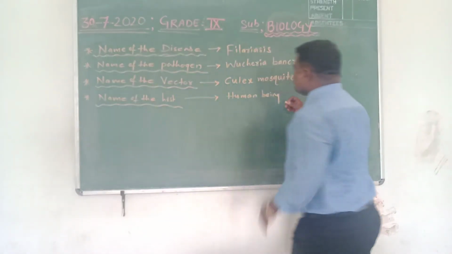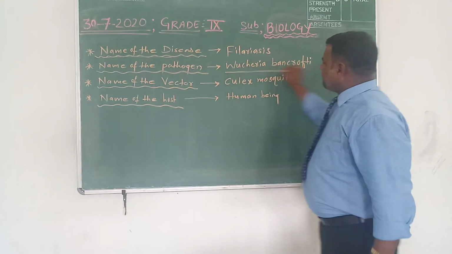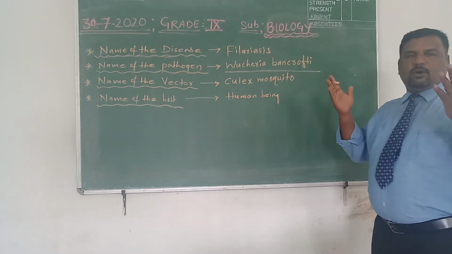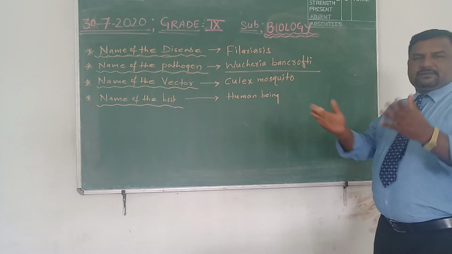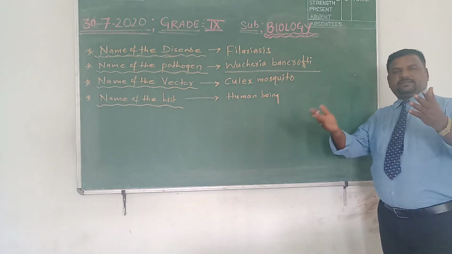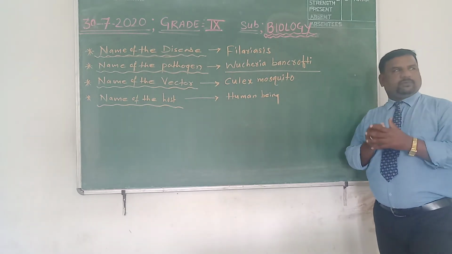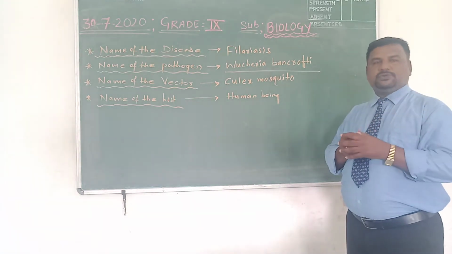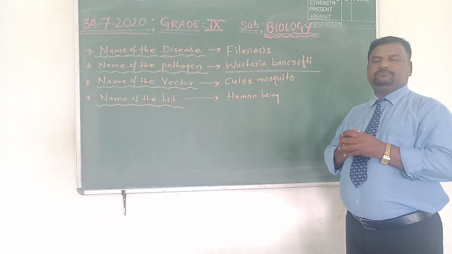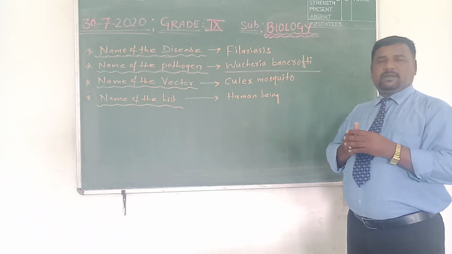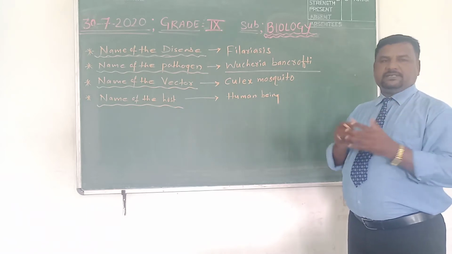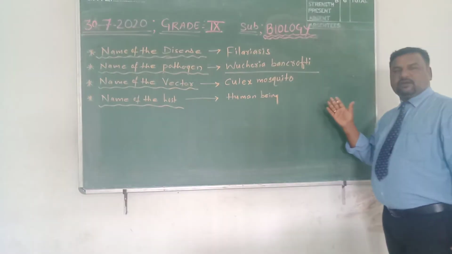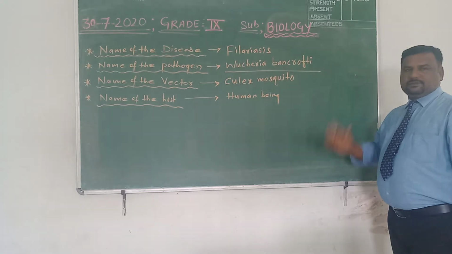So the Wuchereria bancrofti. Before, we discussed several diseases: diseases caused by bacteria, like tuberculosis and typhoid; diseases caused by protozoans, where we discussed malaria; and diseases caused by virus, where we discussed AIDS and HIV, polio, etc. So this is an example of diseases caused by helminthic worms.